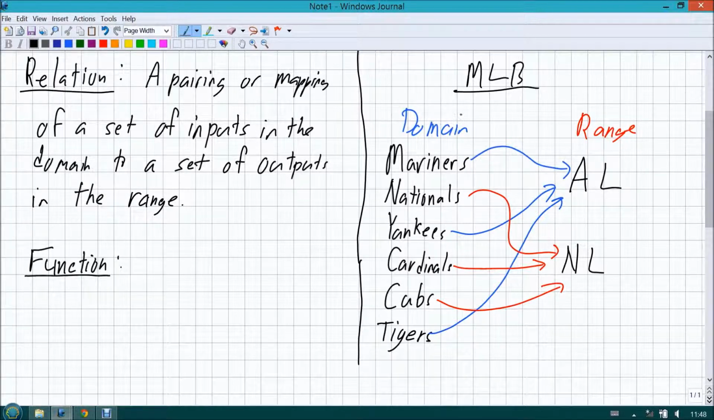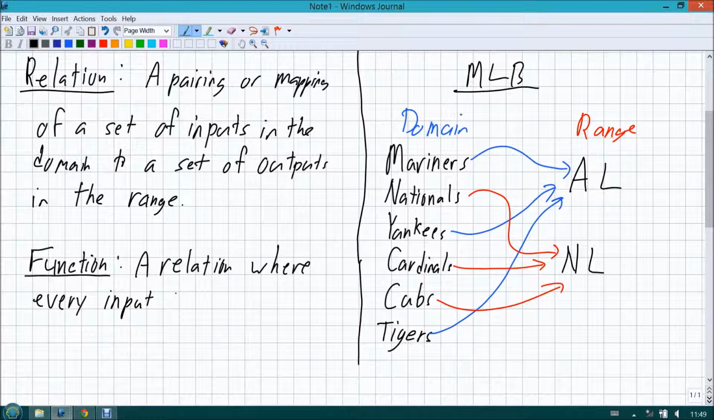A function is a relation where every input has exactly one output. A function is a relation where every input has exactly one output. So let's take a look at our relation over here and determine whether or not it is a function.